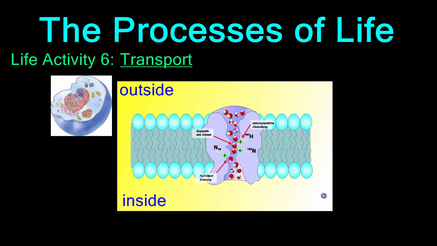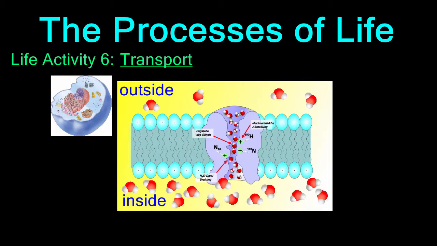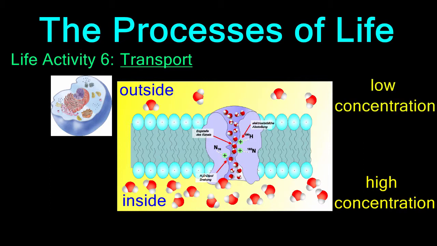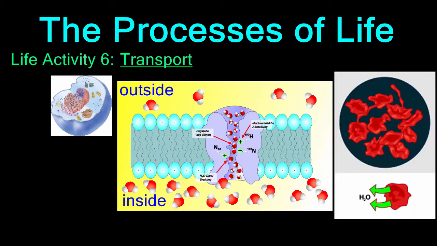If the conditions were reversed, and there was a high concentration of water inside the cell and a low concentration of water outside the cell, again, the water molecules would want to flow from an area of high concentration to an area of low concentration. So in this case, the water would flow out of the cell. In animal cells, water flowing out of the cells results in cells that are shriveled and shrunken up.